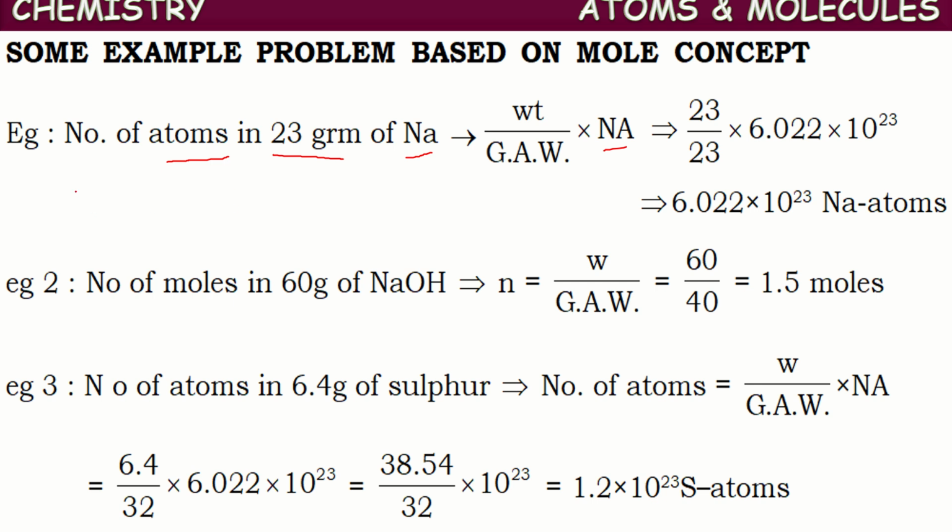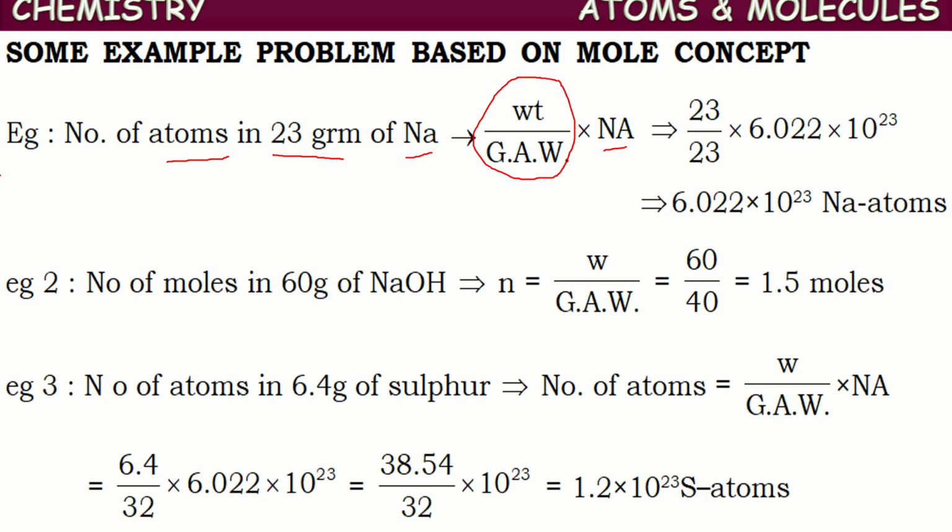Why? Because you know 1 mole contains Avogadro number of atoms. Already in the table we discussed that. 1 mole contains Avogadro number, a fixed number, about 6.022 into 10 to the power of 23. 1 mole contains that much.